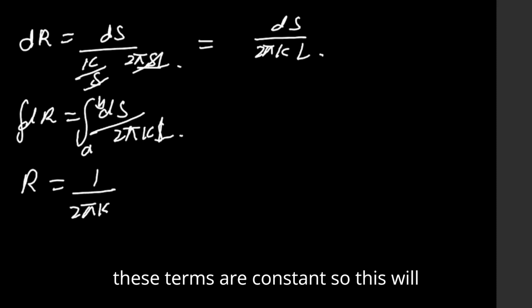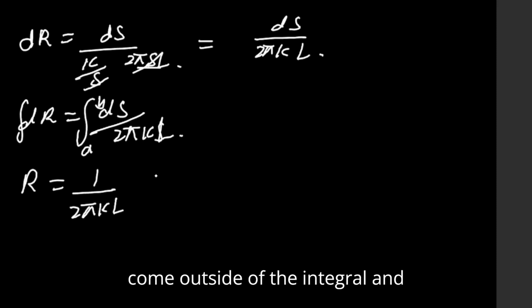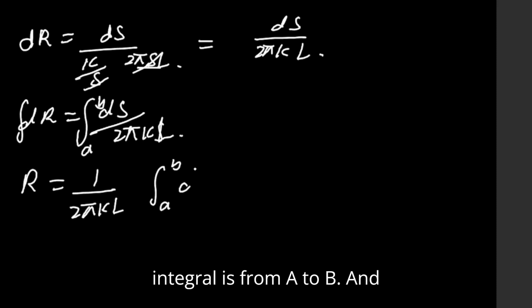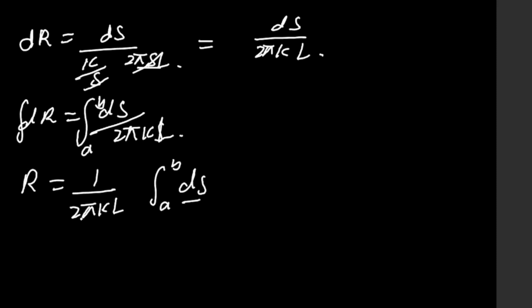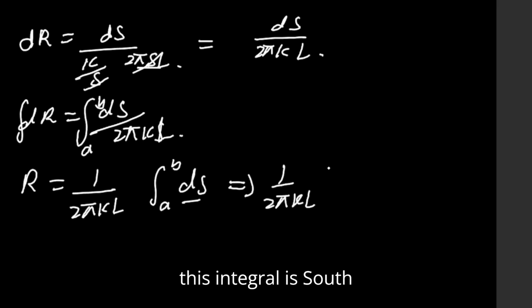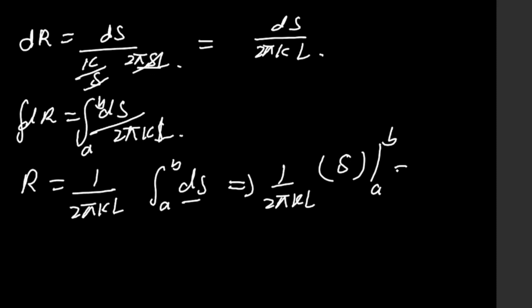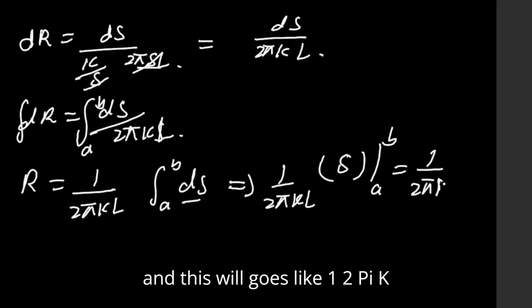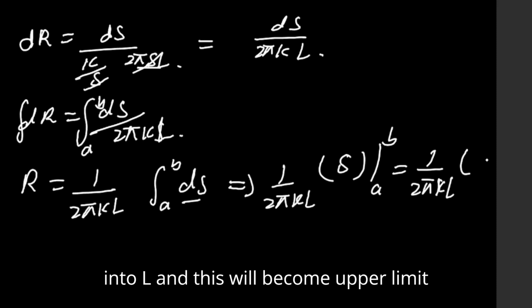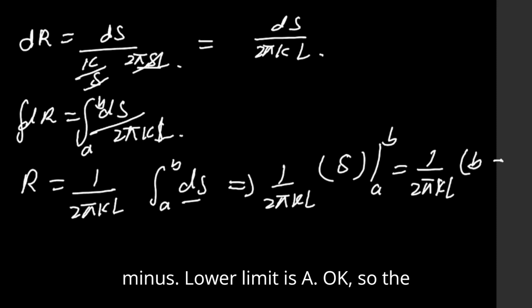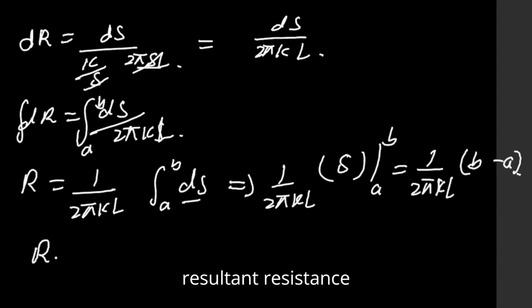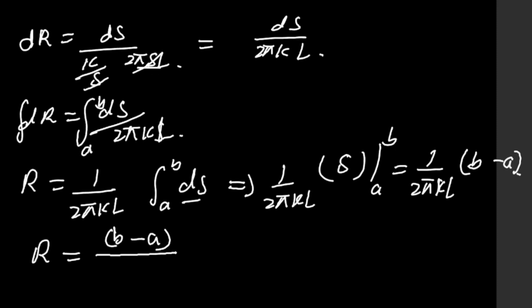We get R equals, these terms are constant, so they come outside of the integral, 1 divided by 2 pi K into L, integral from A to B of ds. This integral is S, from A to B. This will go like 1 divided by 2 pi K into L times upper limit minus lower limit, which is B minus A. So the resultant resistance is B minus A divided by 2 pi K into L.